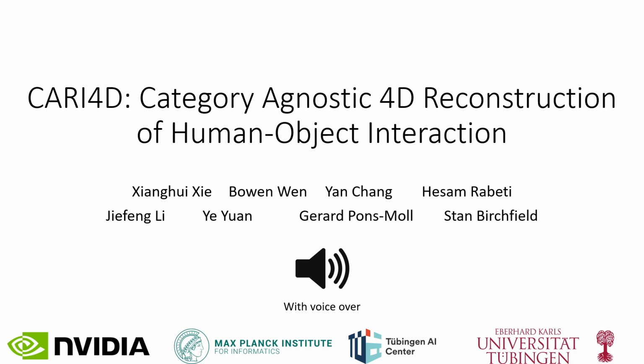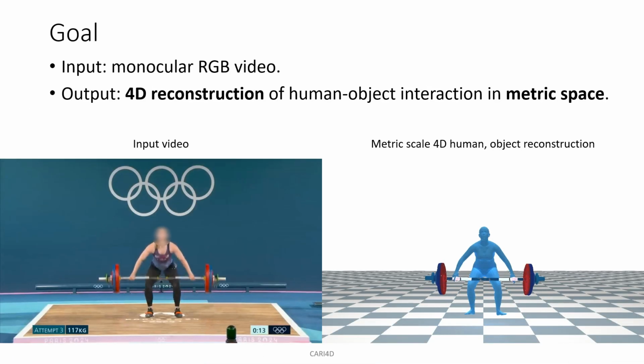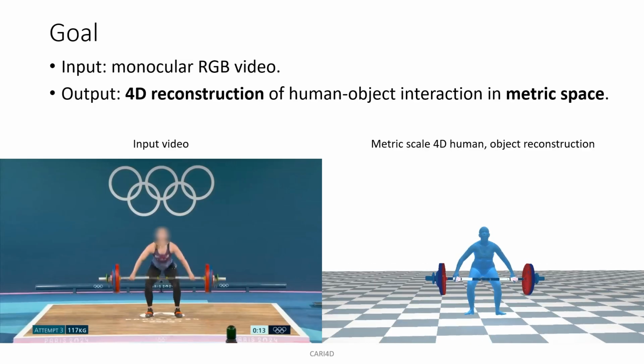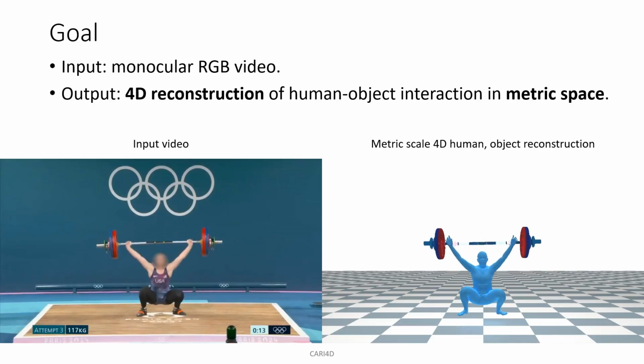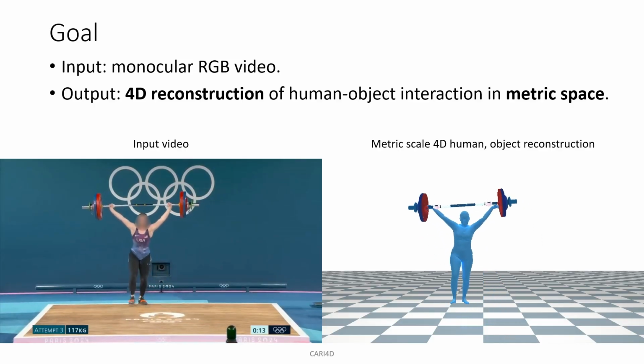Welcome, we present CARI4D, Category Agnostic 4D Reconstruction of Human Object Interaction. The goal of this project is to reconstruct 4D human-object interaction with accurate contacts from a single monocular RGB video as input. We do not assume any template shape, but reconstruct them from the input video.